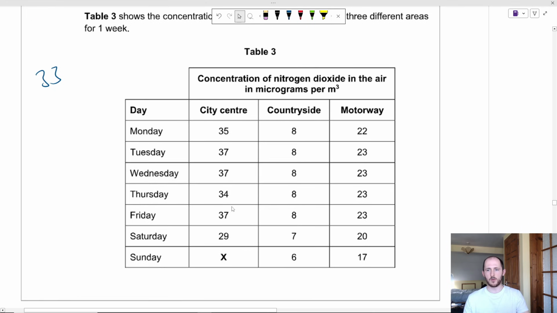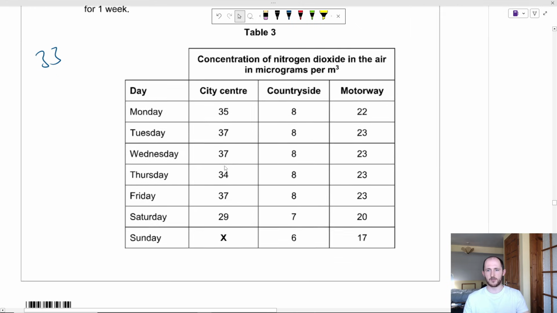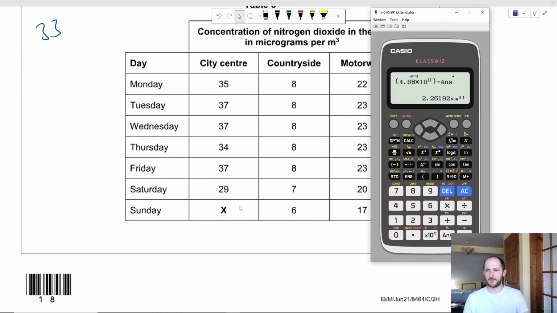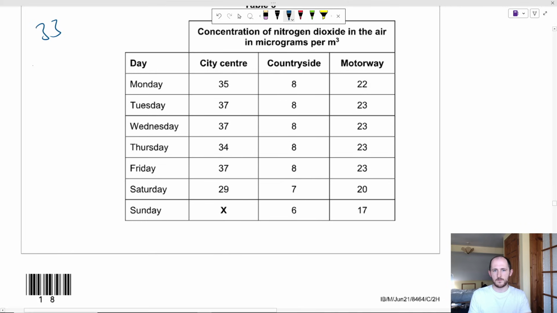Now, how do you work out the mean? Well, you add up all of these values and divide by the number you have. Actually, we can do it in a simpler way. If we add up all of these other values, so we have 35 plus 30 plus 37 plus 37 plus 34 plus 37 plus 29, we have 209 plus X, because we don't know what X is. And what would we be dividing by? How many numbers do we have? We have 1, 2, 3, 4, 5, 6, 7. So over 7 should equal 33.